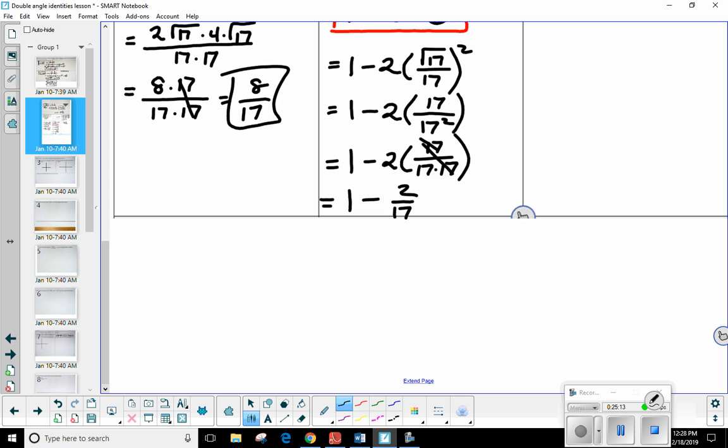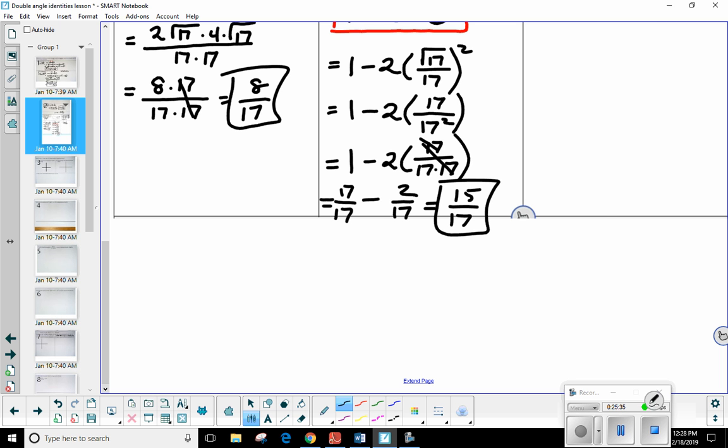Okay. Now you need a common denominator, which is what? 17. So would everybody agree that 1 is just 17 17ths? Okay. So what is 17 17ths minus 2 17ths? 15 17ths. And that right there is cosine of 2 theta.